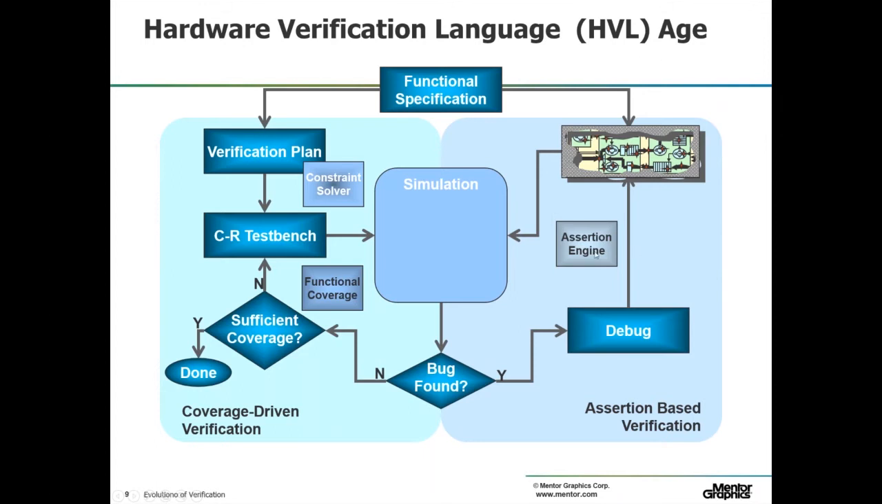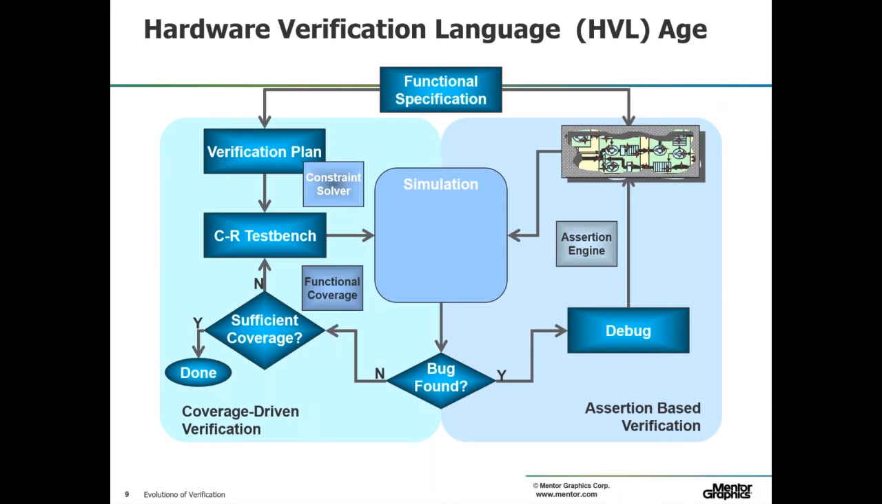So for these hardware verification languages, we needed an assertion processing engine, we needed something that collected functional coverage, and we needed a constraint solver to look at the constraints I put on my randomization and create stimulus that obeys those constraints.